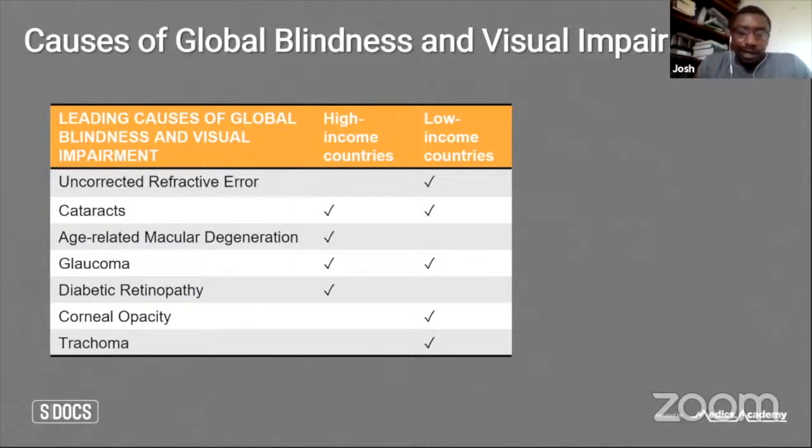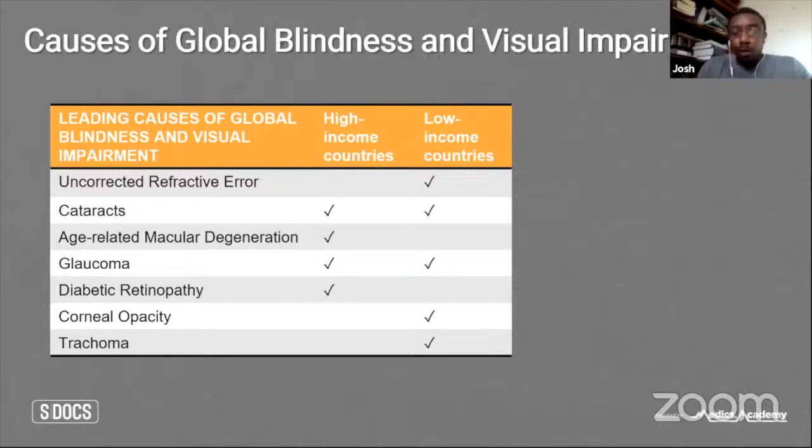Uncorrected refractive error, cataracts, glaucoma, corneal opacity, and trachoma are all linked with low-income countries more than they are high-income countries. Other than in cataracts and glaucoma, as you can see, there are issues in both types of countries, and the reasons why they are as prevalent as they are is different. The context is a bit different for why cataracts is so high in high-income countries as compared to low-income countries.